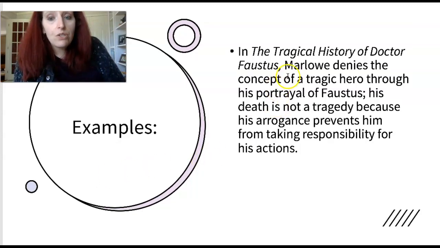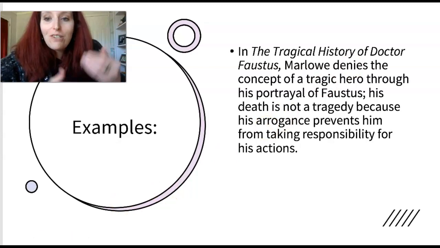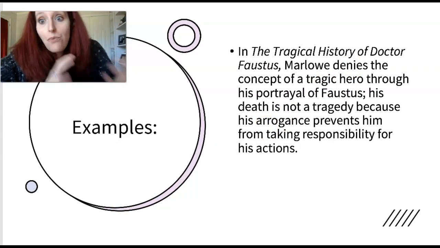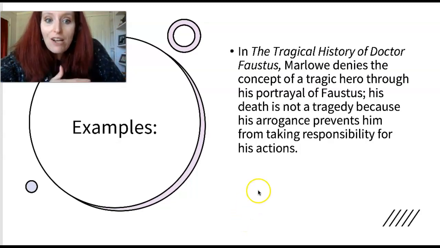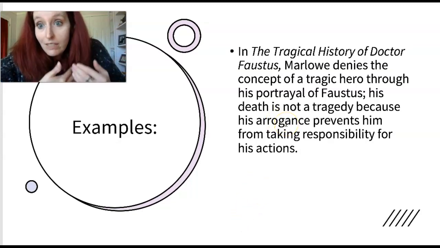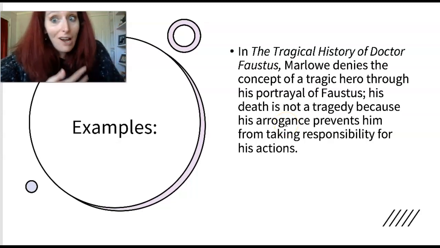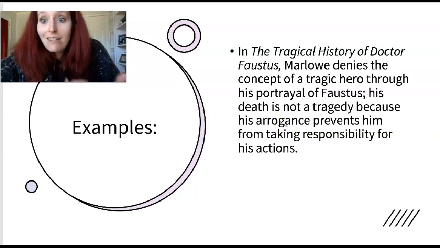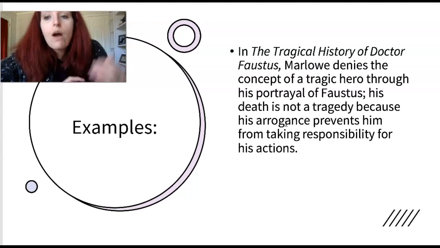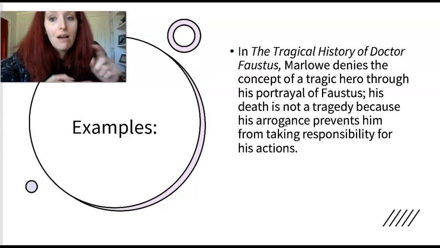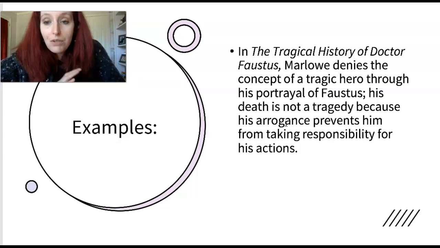So in The Tragical History of Dr. Faustus, Marlowe, so I have my author and my title, what does he do? He denies the concept of a tragic hero. How does he do that? Through his portrayal of Faustus. So I've answered the questions: what my author does, how he does it. So why does it matter? Well, at least my argument is that his death is not a tragedy because he doesn't take responsibility for his actions. So I've got all of these ideas. I've got my topic, my stance, my so what in my literary thesis statement.